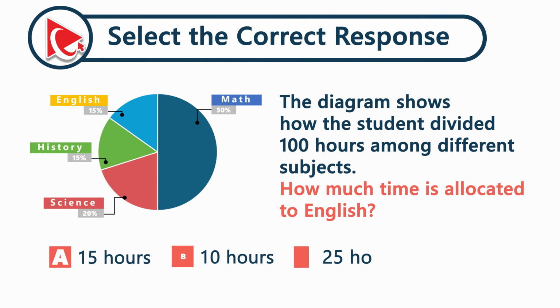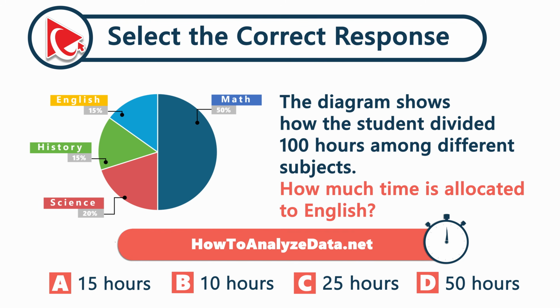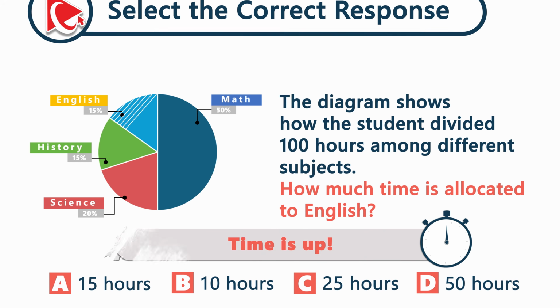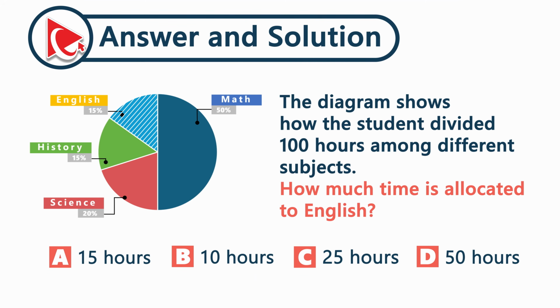You're looking at how the student divided their 100 study hours across 4 subjects. Your job, figure out how much time they spent on English. Zero in on English section. What percentage does it show?